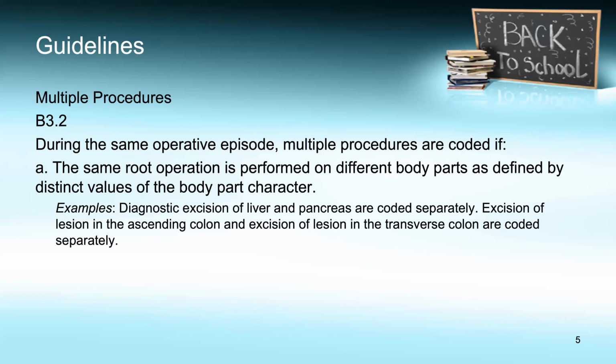So you're going to end up with codes that are just different by that one character, meaning the body part value, right? That's the only character in the code that's going to be different, but it does create a distinctly different code. So you do have two codes, same root operation performed on two distinct body parts. You end up with two separate codes.